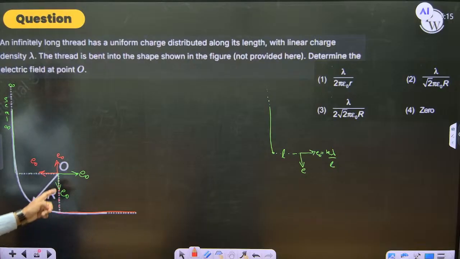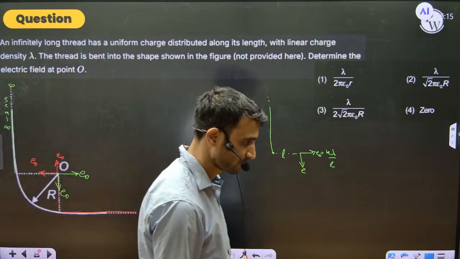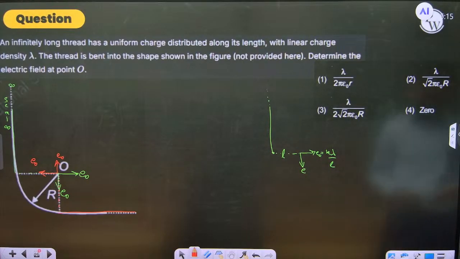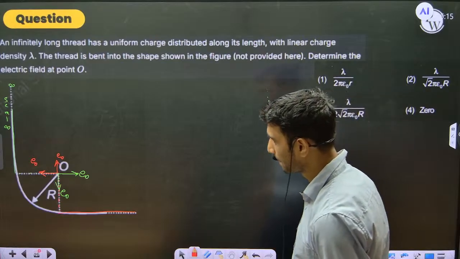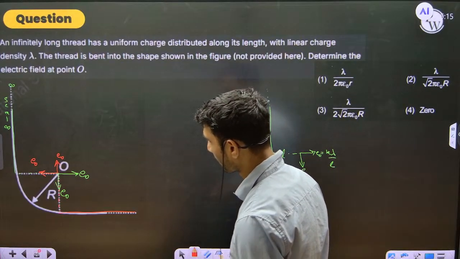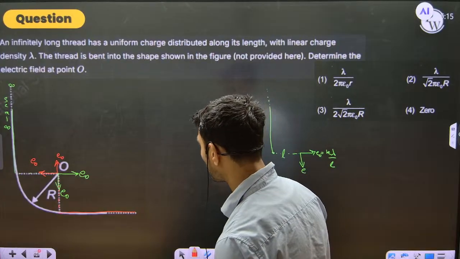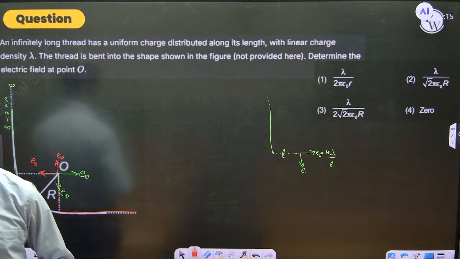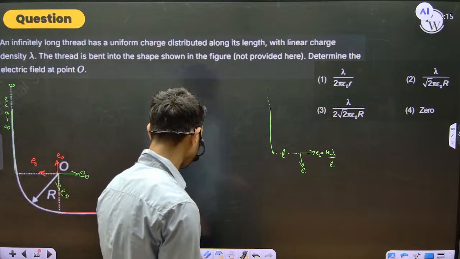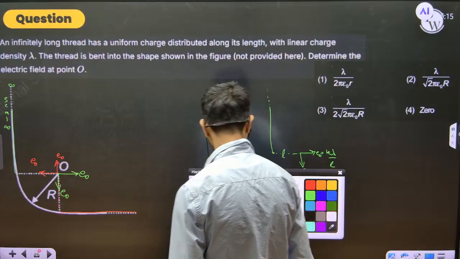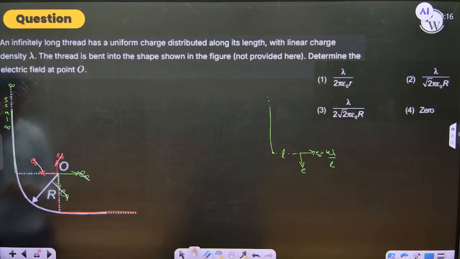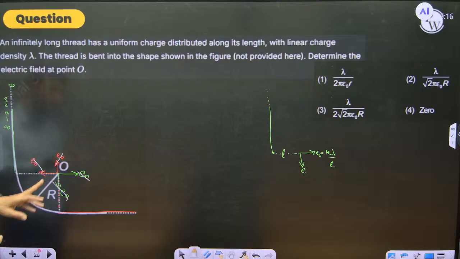So what will be the net electric field at point O? Due to the red and the green portion, what will be the electric field at point O? So that you can see will easily get cancelled. E naught, E naught, E naught and E naught will get cancelled, right? Making net electric field 0 due to the green and the red portion.